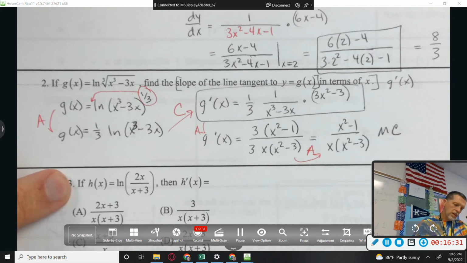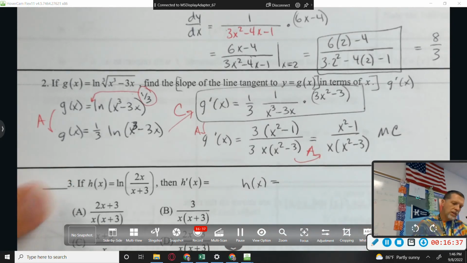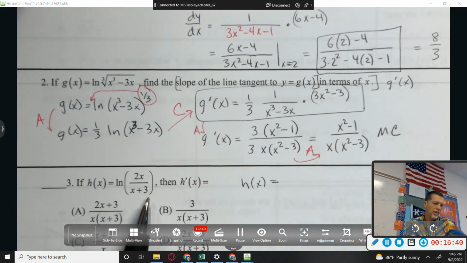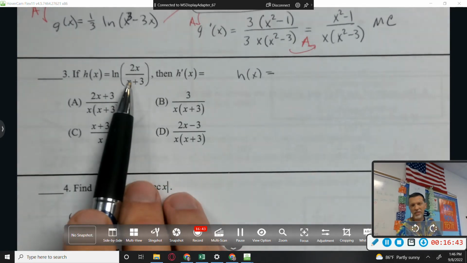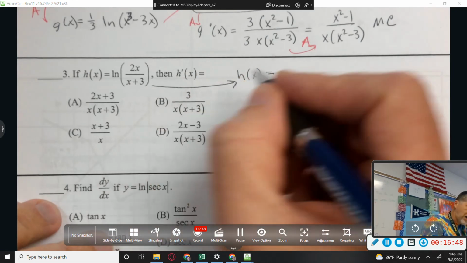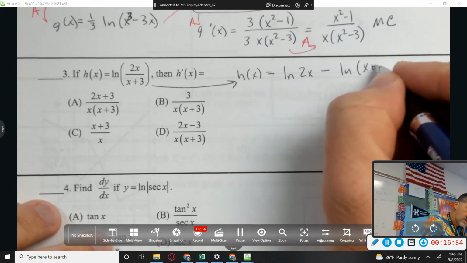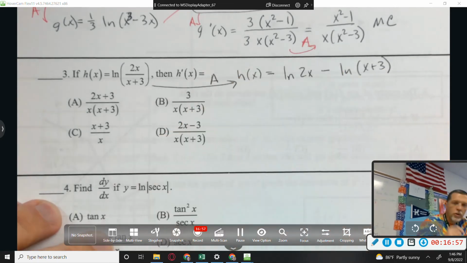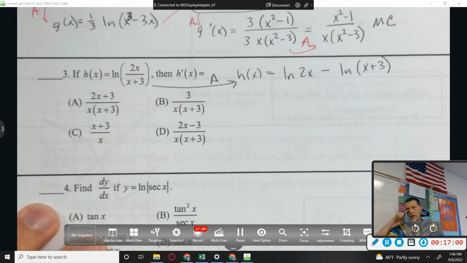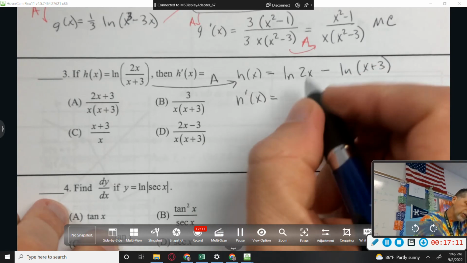Number 3, if h is that, then find h prime. Yeah, well, hold on. I don't want to find h prime yet, because if I find h prime, I have to do 1 over that and then times the derivative of that. So that would be the quotient rule. No thanks. Let's do it this way. Okay, that's an algebra rule. That's not calculus yet. That is just algebra. It's been a whole day in pre-cal with expanding and condensing logs. Now we can do derivatives.